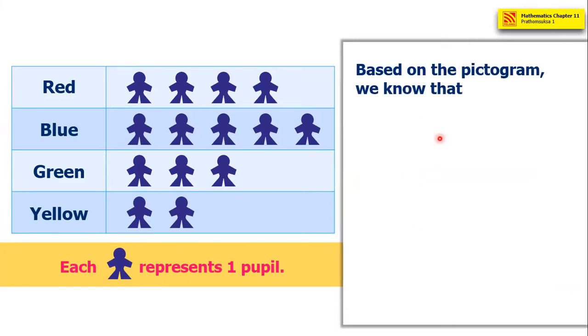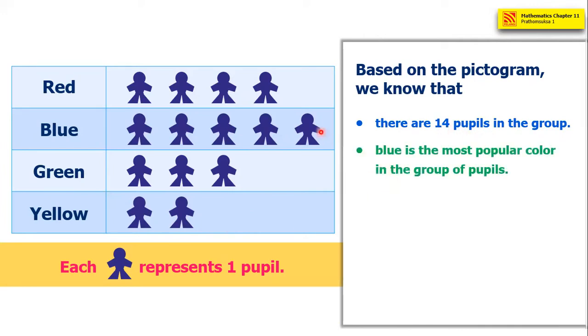Looking at the pictogram, we can also know that there are 14 pupils in the class. So if we count up all the students, 2, 3, 4, 5, 6, 7, 8, 9, 10, 11, 12, 13, 14. So 14 pupils. The favourite one with the most students is blue. And the one that the smallest number of students like is yellow.